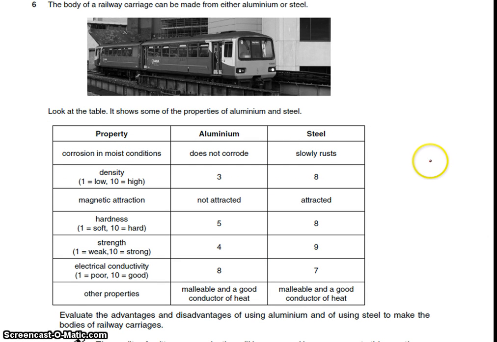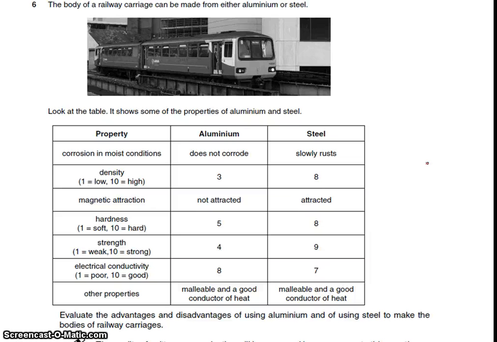This question, the 6-mark question, is about the advantages and disadvantages of using aluminium versus steel, and this is C2D, which is the making cars section. So in order to get 5 and 6 marks, what you have to do is to evaluate an advantage and a disadvantage for aluminium, and an advantage and a disadvantage for steel, and then you have to finally make a comment as to which one is the most suitable.